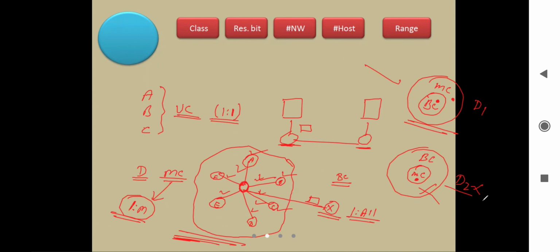Okay, fine. And what about class E? Class E is reserved for research and development, for future perspective. And I hope it is fine till this part.